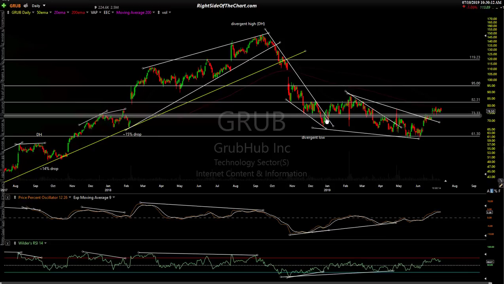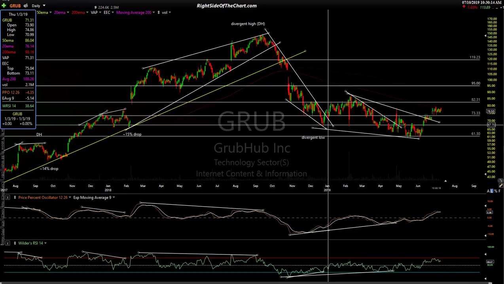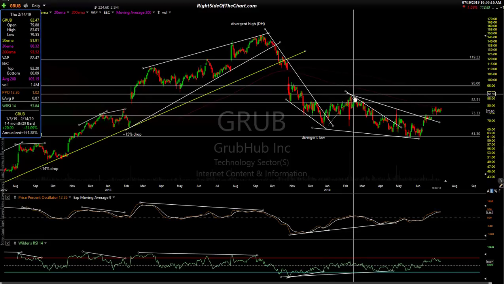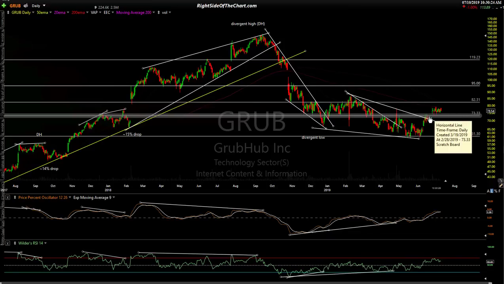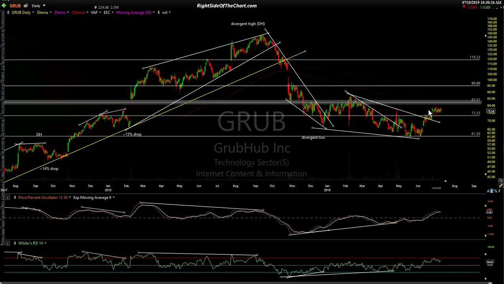So back then it was this bullish falling wedge pattern. The stock rallied off the bottom about 30%. This time around I'm watching this downtrend line right here. You can see it broke out, back tested, also took out the 73.33 resistance level, and it's kind of consolidating above there, with the next resistance level up here.